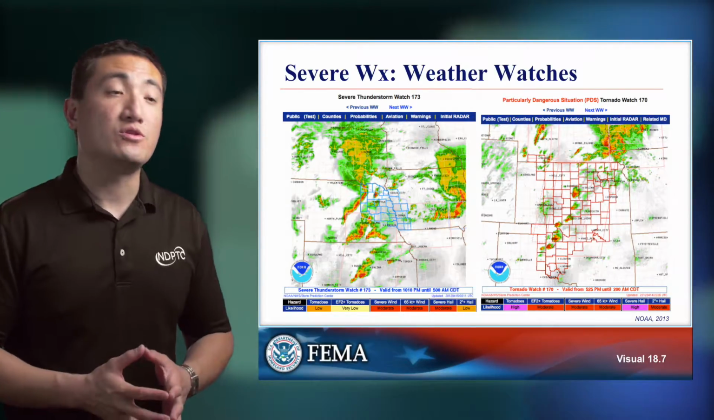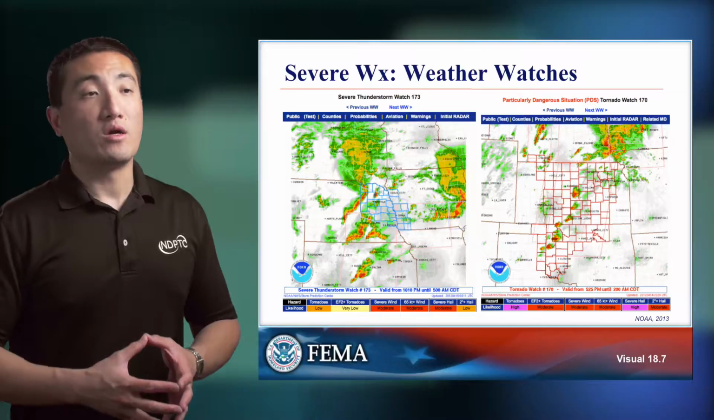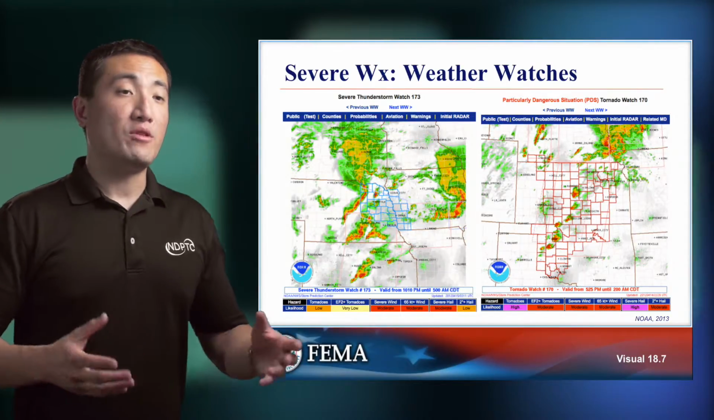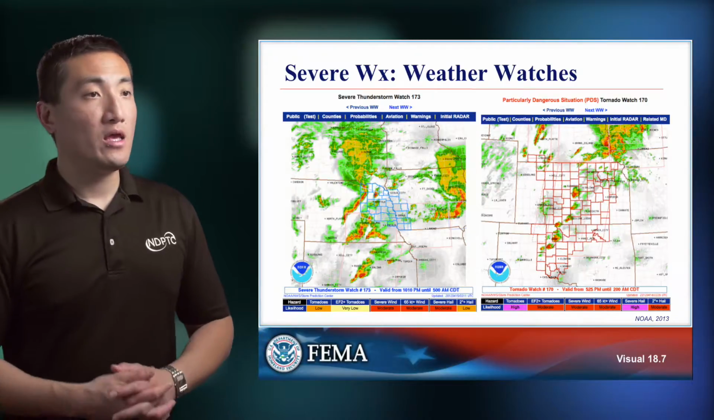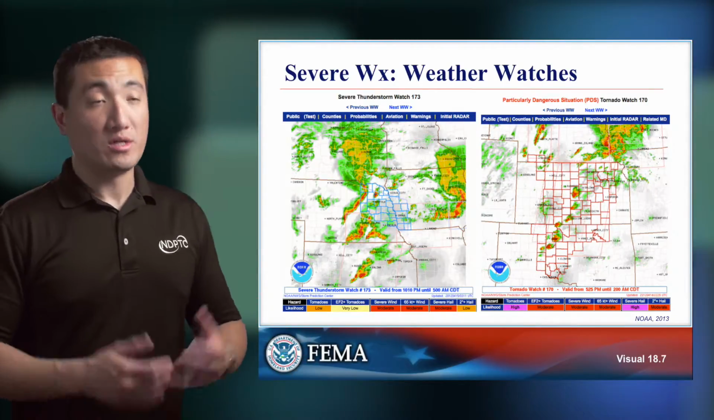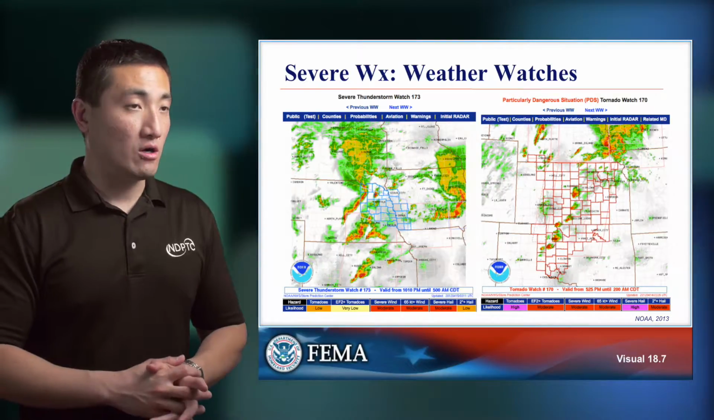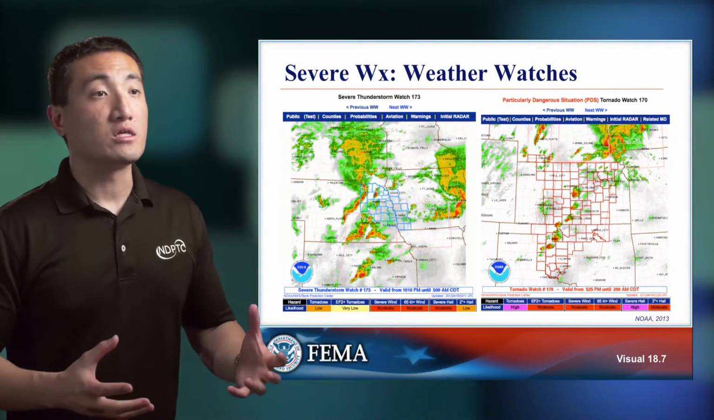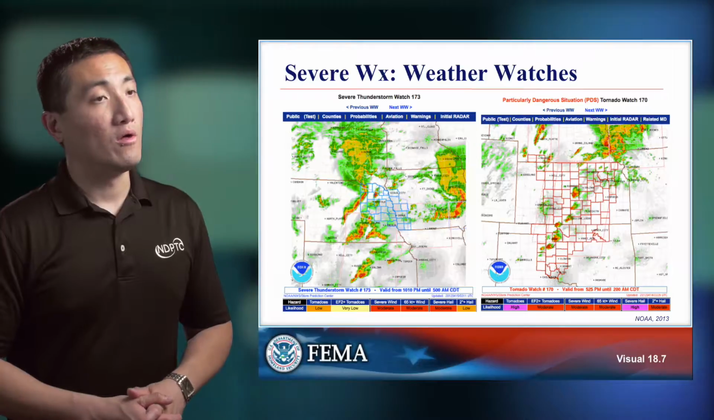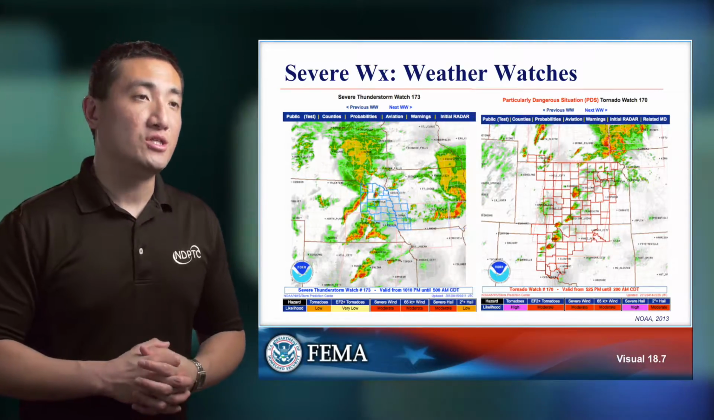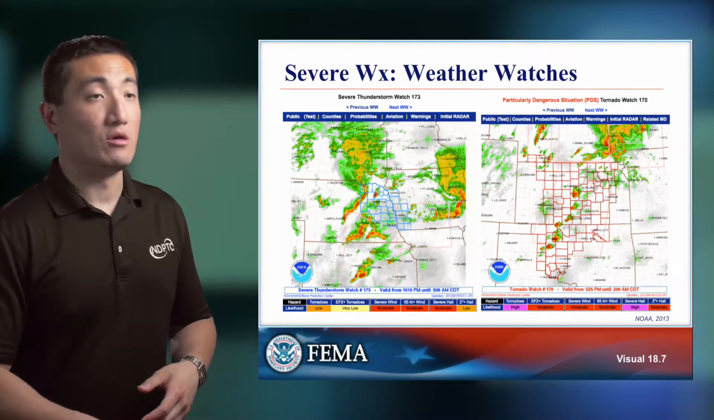When a watch is issued, the Storm Prediction Center will coordinate with local and surrounding weather forecast offices to determine the boundaries of this watch. And once this is issued, it will hit the airwaves, and then the local WFO is now in charge of issuing warnings if necessary. So they will be manning the radar and paying attention to the changing conditions in their local CWA.